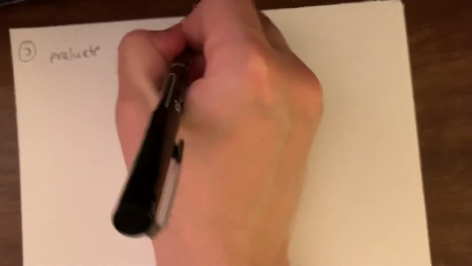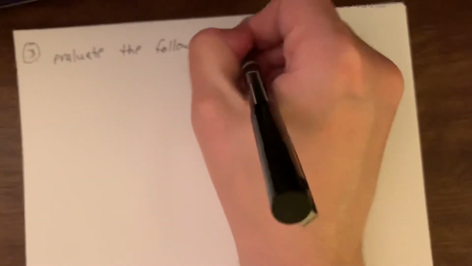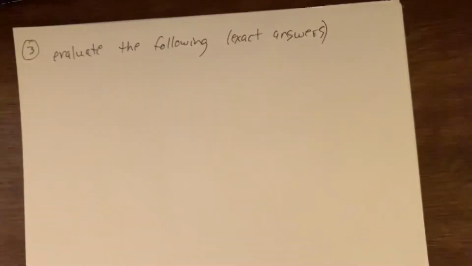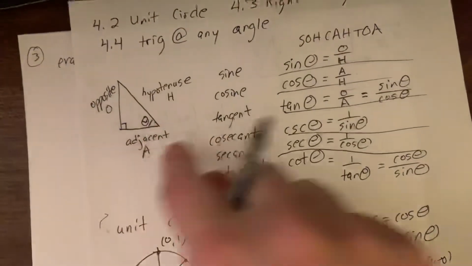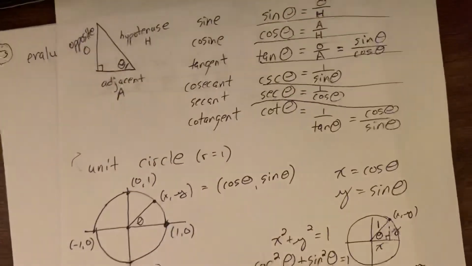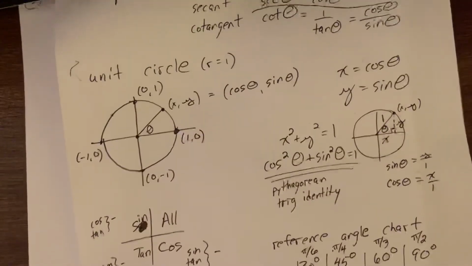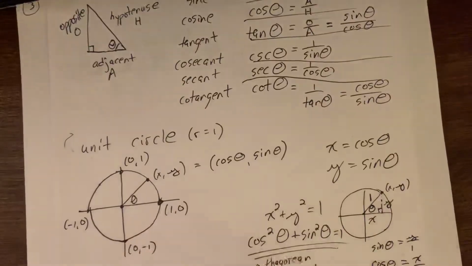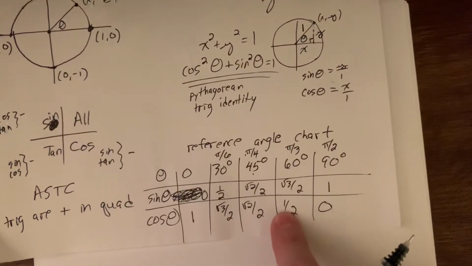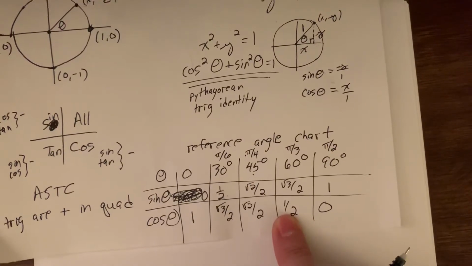So let's start off, evaluate the following. Again, exact answers. We won't be using the right triangles anymore. I hope you already noticed we used a lot of right triangle facts. We used a couple of the unit circle facts. Whether you looked at the ASTC or you looked at the unit circle, that came up. The big thing we haven't used so far is this chart down here. And that's what we're getting into, everybody.